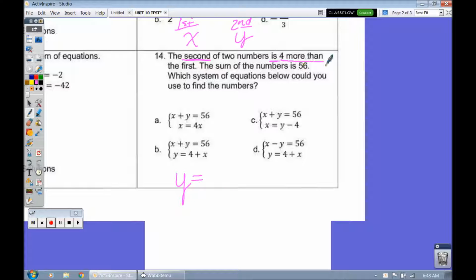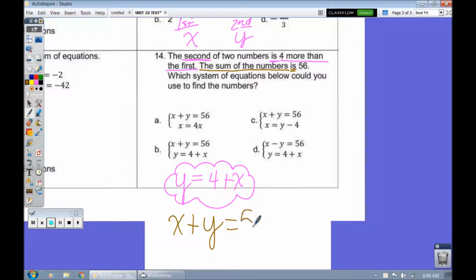equals 4 more than the first. So that's 4 plus the first. So here's our first equation from the system. Let's keep reading and get our second one. The sum of the numbers, so that means if I take x plus y, equals 56. Here's our second equation. And it looks like our answer is B.